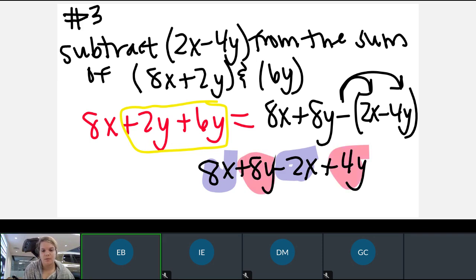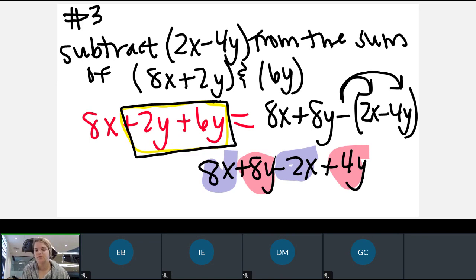Where did you get the 8y from? Is it from plus 2? The 8y was from the first part where it said to from the sum of 8x plus 2y and 6y. So and means you're adding, and so does sum. A sum is the answer to an addition problem. So 2 plus 6 was 8y. Good question. So my final answer would be 6x plus 12y.